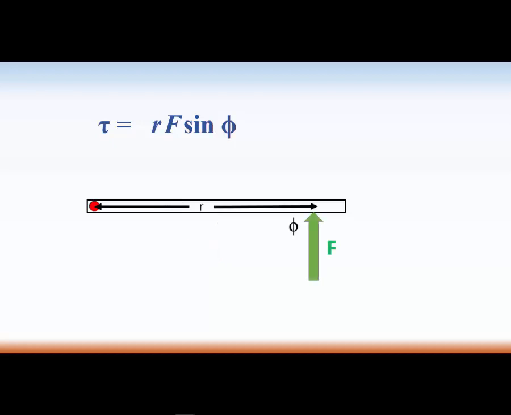In many torque problems, the force is directed perpendicular to the radial line, making a 90-degree angle. And because the sine of 90 degrees is 1, in the equation, the sine of phi just becomes 1, and so we can take it out. So for any force that is already acting perpendicular, the equation becomes torque is equal to radius times force.